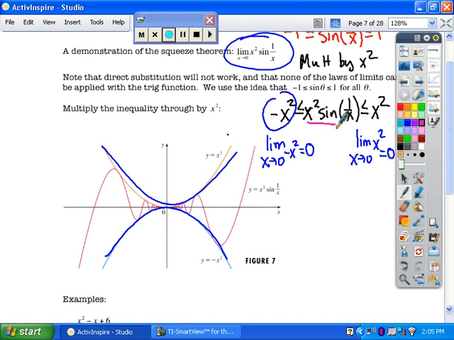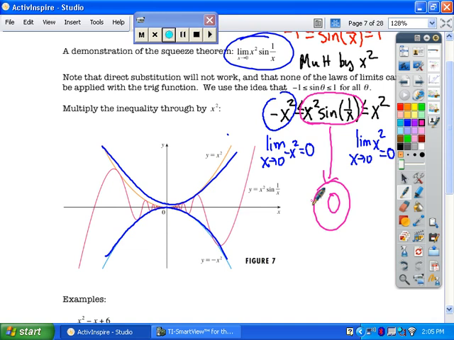Now here's the catch. The function that we just came up with is between -x squared and +x squared. So what does the limit have to equal? 0, because the squeeze theorem says it has to be in between. So this limit has to be 0 because we forced it to happen. It has to be in between the two that we see. And that's it.